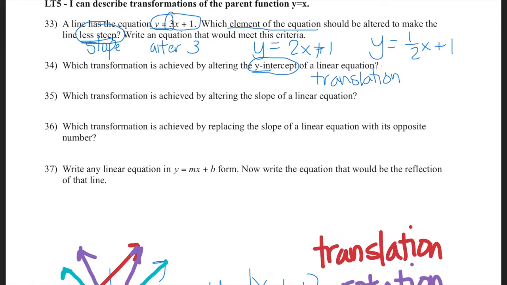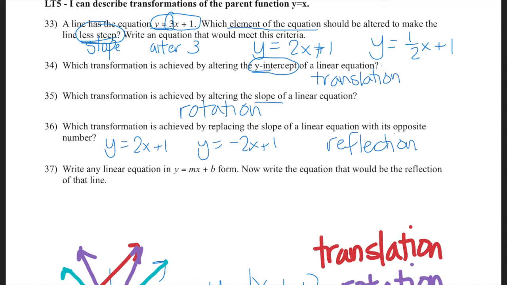Which transformation is achieved by altering the slope? That's a rotation. Which transformation is achieved by replacing the slope with its opposite number? So for example, if you had y equals 2x plus 1 and you made y equals negative 2x plus 1, that is the reflection.